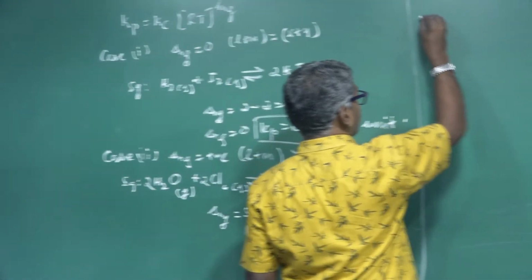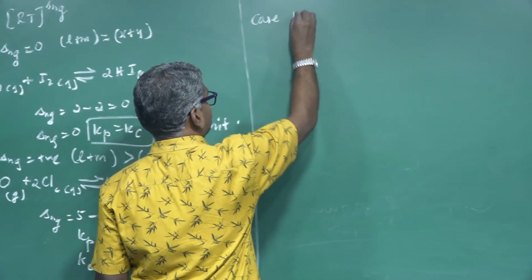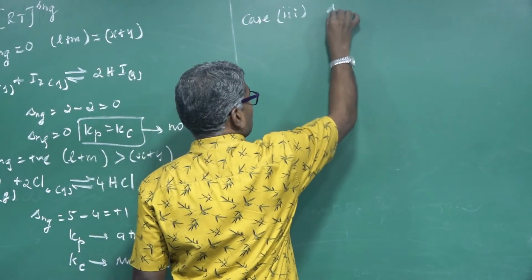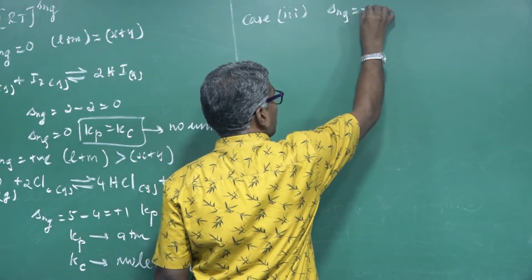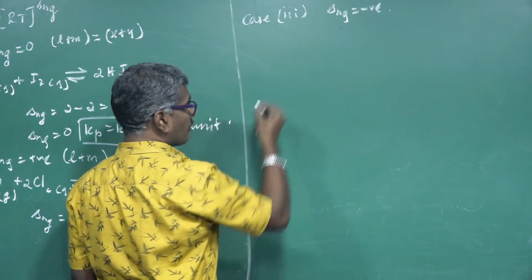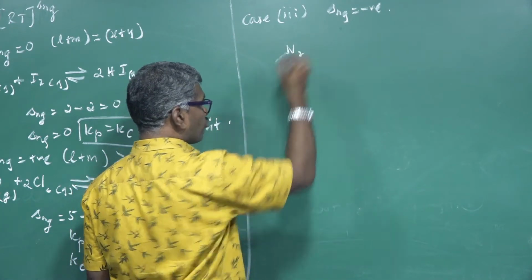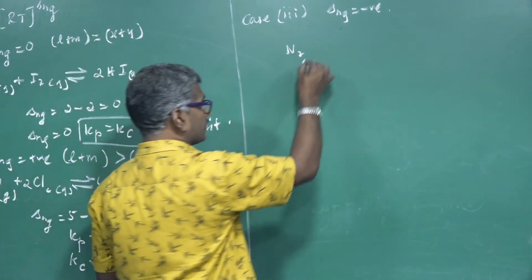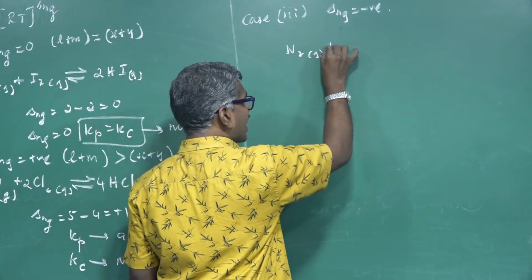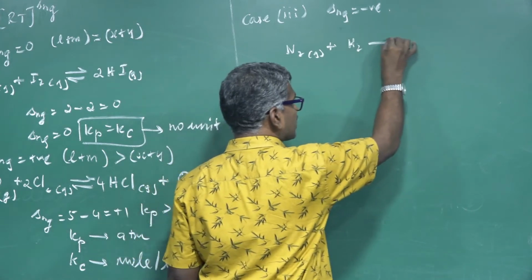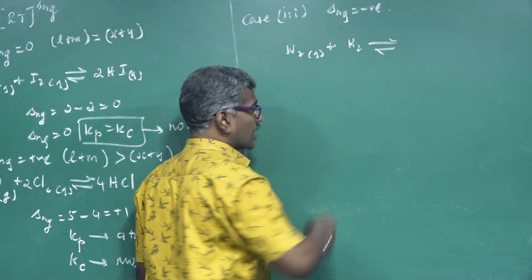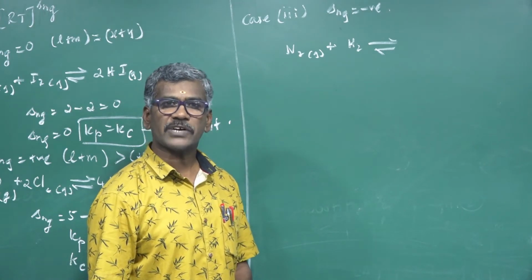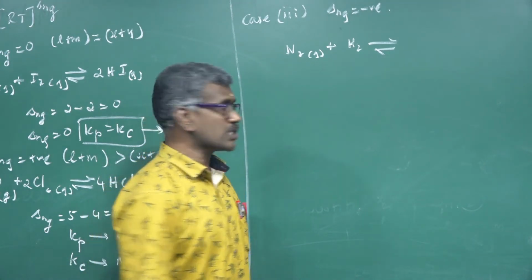Another one, case 3. Here delta Ng is negative. There is a formation of ammonia. How to form the ammonia? Nitrogen reacts with hydrogen to form ammonia. Nitrogen exists in the gaseous state, reacts with hydrogen, existing at equilibrium. Equilibrium is another name for chemical equilibrium reaction, reversible reaction, or dynamic nature.